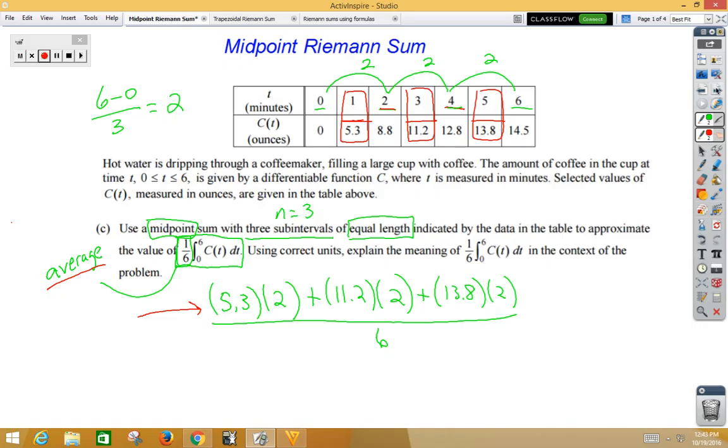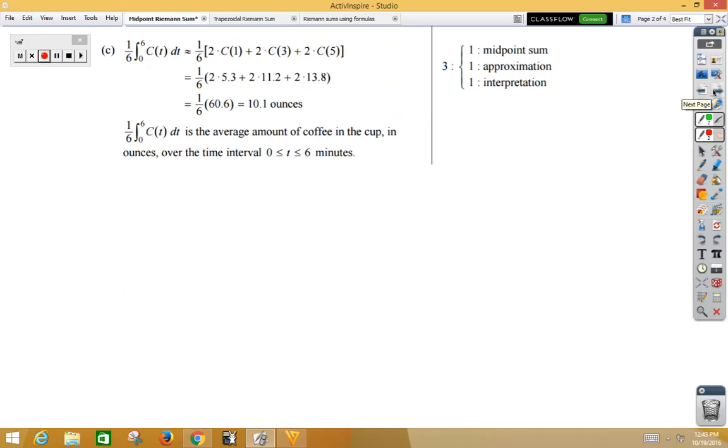So let's see how AP would score that. We get 1 point for the midpoint sum, so that would be 1 point there. 1 point for the approximation. 1 point for the interpretation, average amount of coffee in the cup in ounces over the time interval. Let's do another problem.